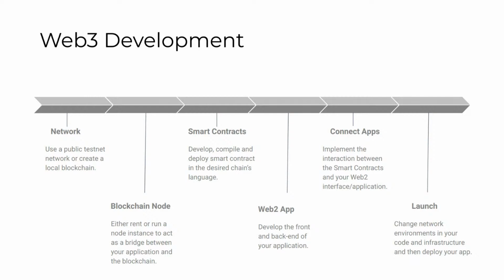Finally, you have to launch. So you repeat all the configuration steps, but on the production environment, right? That's another network, another node. You have to redeploy your smart contracts, etc. And Cryptum comes as a way to speed up this process.